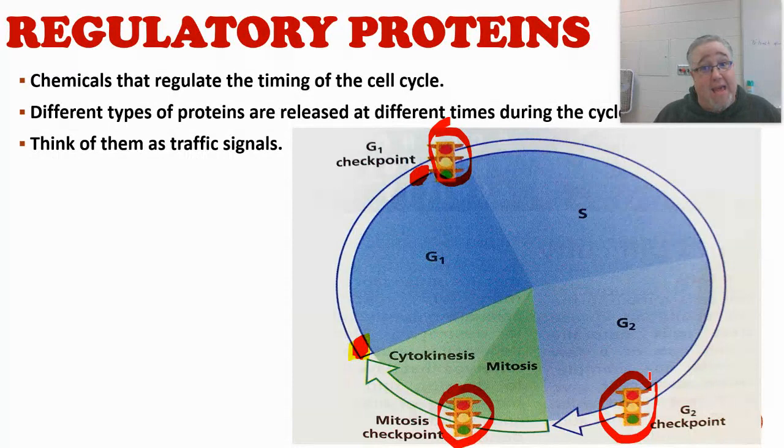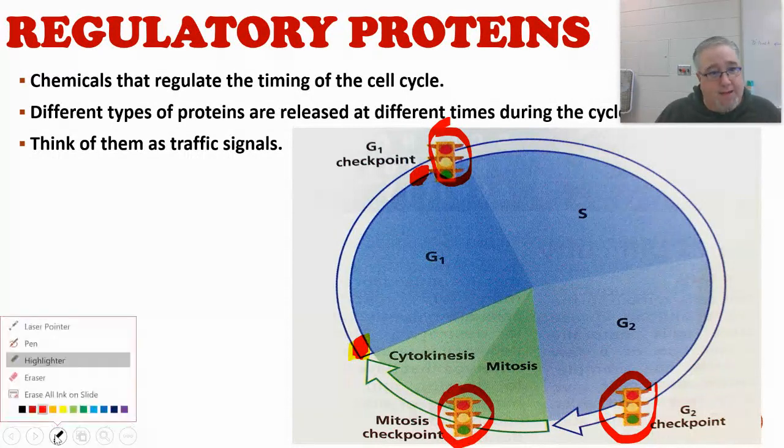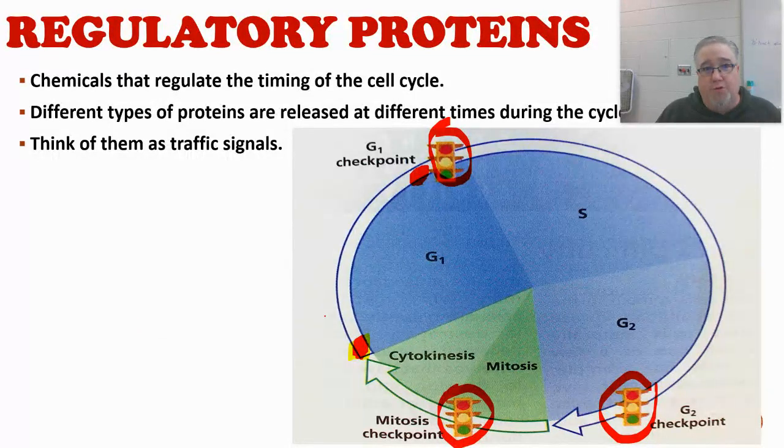Now, if cells can't get past these check lights or these stop lights, then what will happen is your white blood cells, your immune system, will destroy the cells. It'll just get rid of them, or the cells will just die. That's an important thing to remember because you probably do have some cells in your body that just aren't growing the right way. They're not going through the cycle the right way. And what happens to those cells? Well, your body has a way to get rid of those things. So again, make sure we're understanding what goes on with those regulatory proteins.